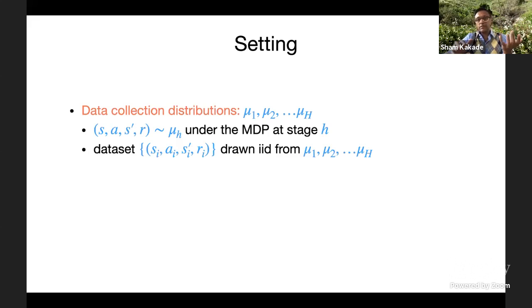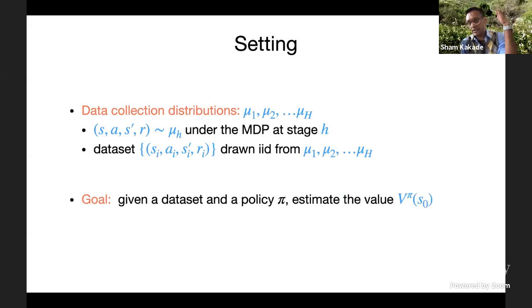Okay, so the setting is, we have some data collection distributions, mu_1 to mu_H, and at each stage, this is giving us these triples of (s, a, s'), where the semantics are s' is drawn from the underlying transition distribution, and the rewards are drawn from the correct distribution. And we're going to get some IID data set from these distributions. Okay, and our goal is, let's just evaluate a single policy. We know the policy, we'd like to estimate its value. So that's our goal. No improvement here, just policy evaluation.